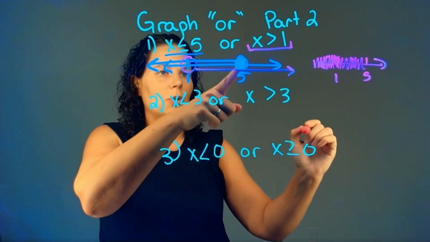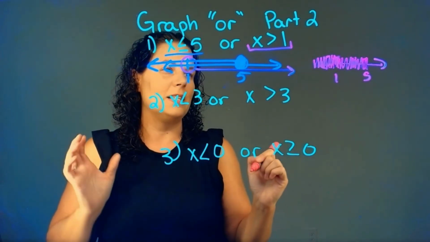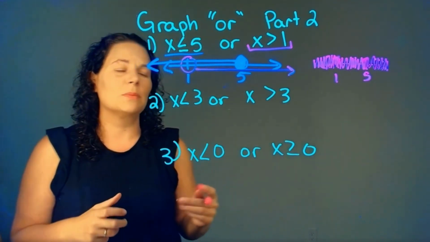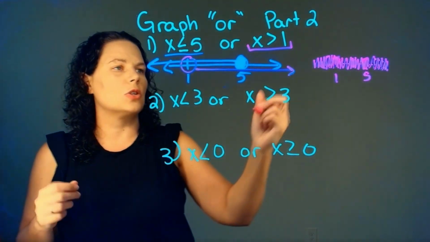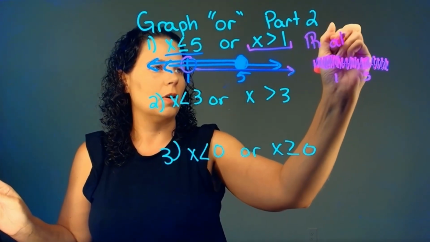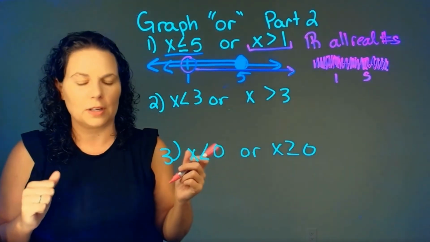Did I shade the blue? Yeah, it was equal to, and the pink. Got it. And then did I shade greater than 5? Sure did. So with this one, I end up shading everything. So you could actually call this one all real numbers. You can write it like that, or you can say all real numbers. Either way, they're both fine.